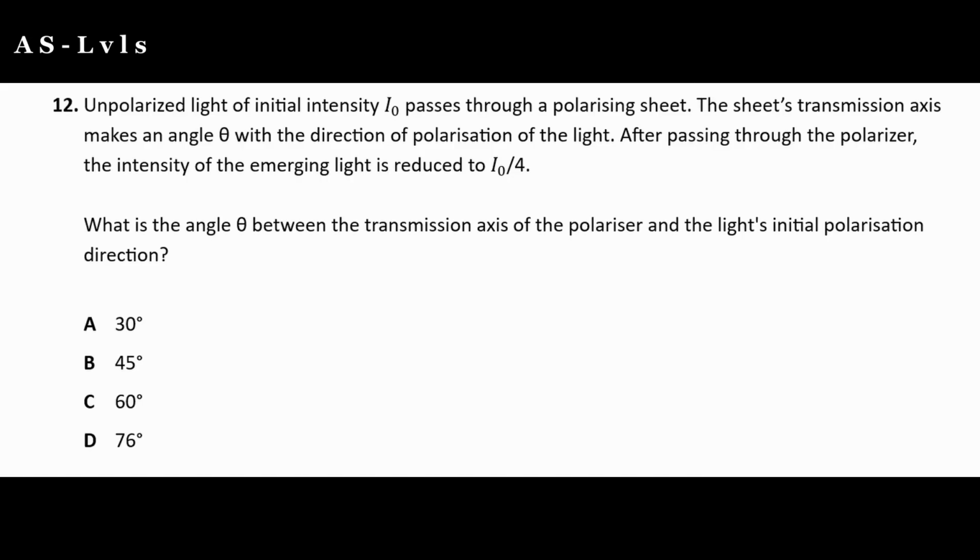Question 12. Unpolarized light of initial intensity I0 passes through a polarizing sheet. The sheet's transmission axis makes an angle theta with the direction of polarization of the light. After passing through the polarizer, the intensity of the emerging light is reduced to I0 over 4. What is the angle theta between the transmission axis of the polarizer and the light's initial polarization direction?